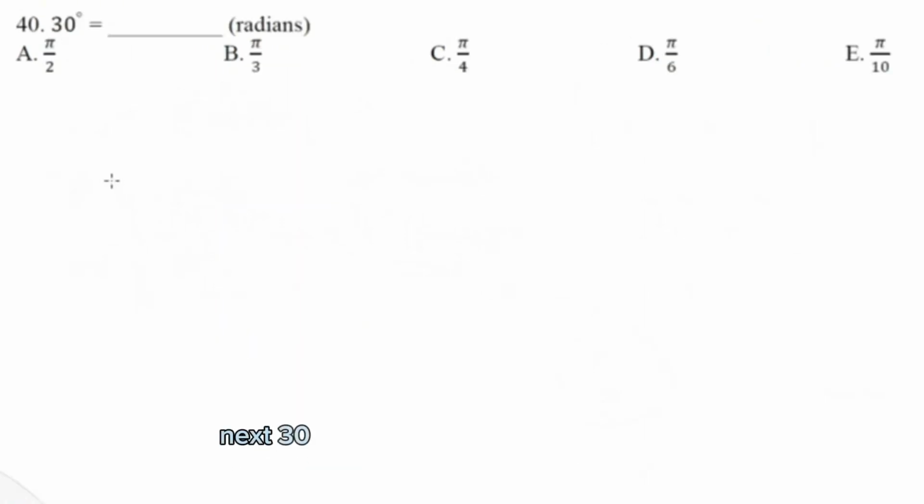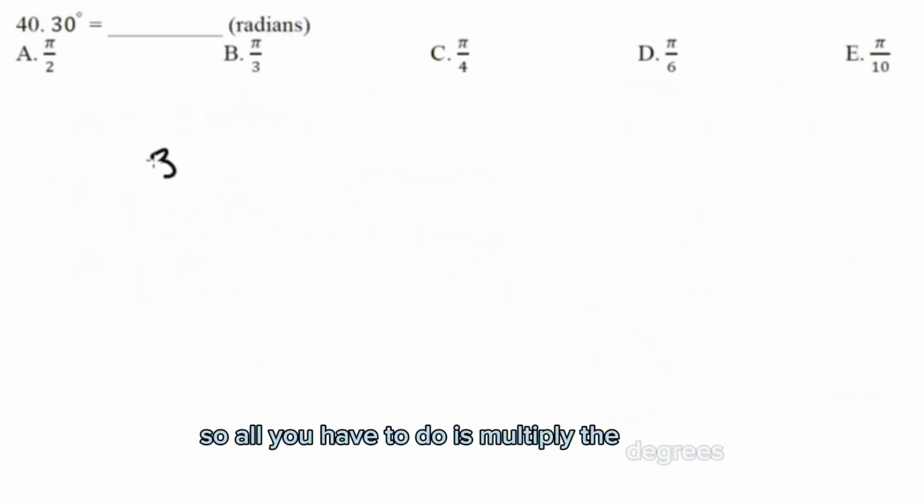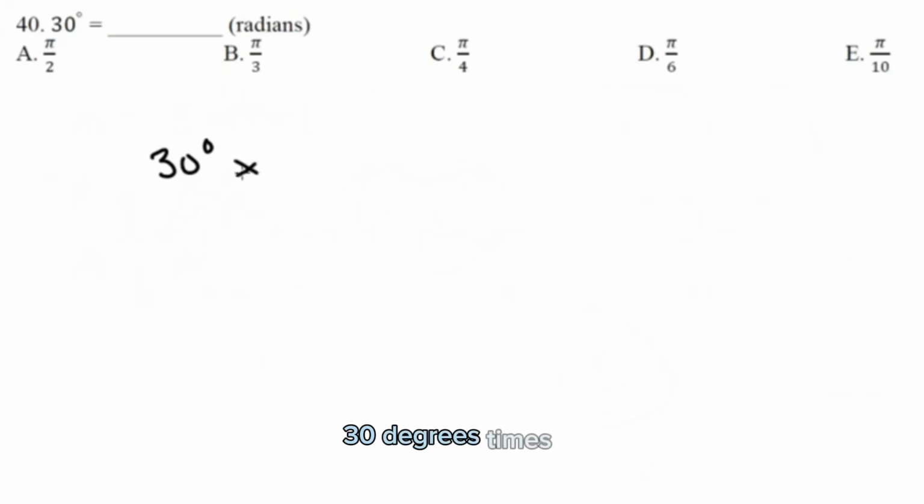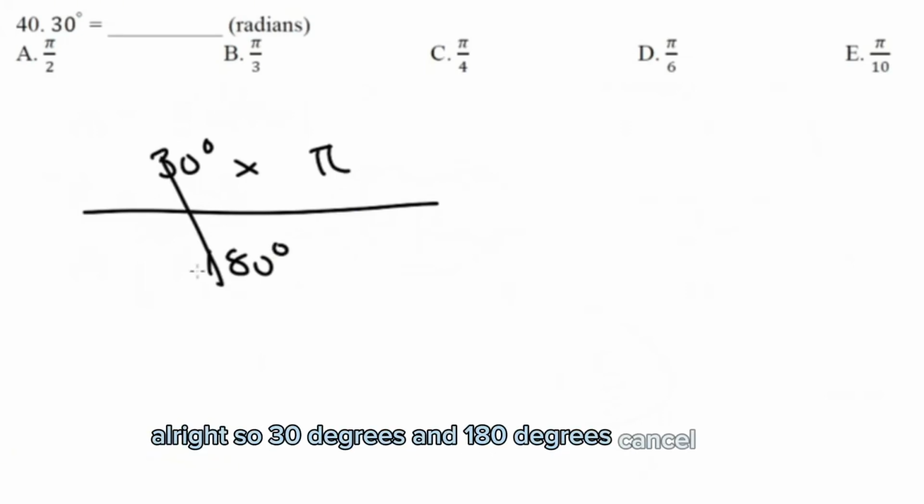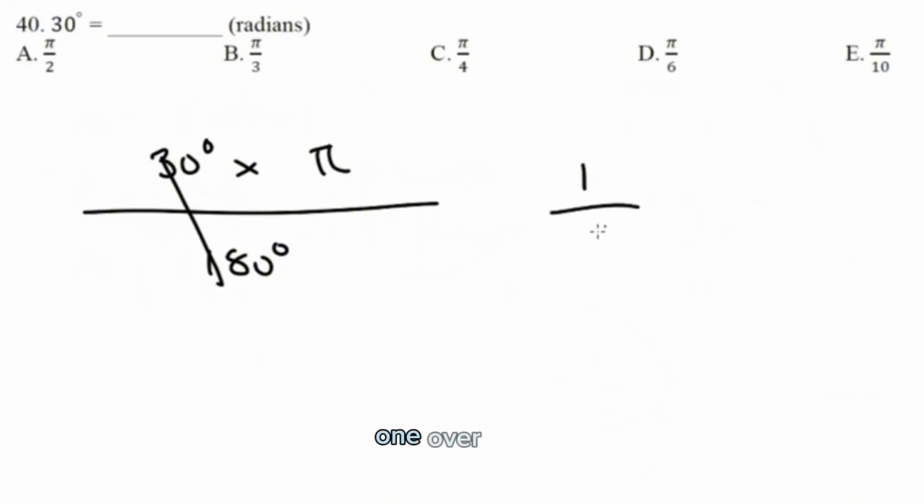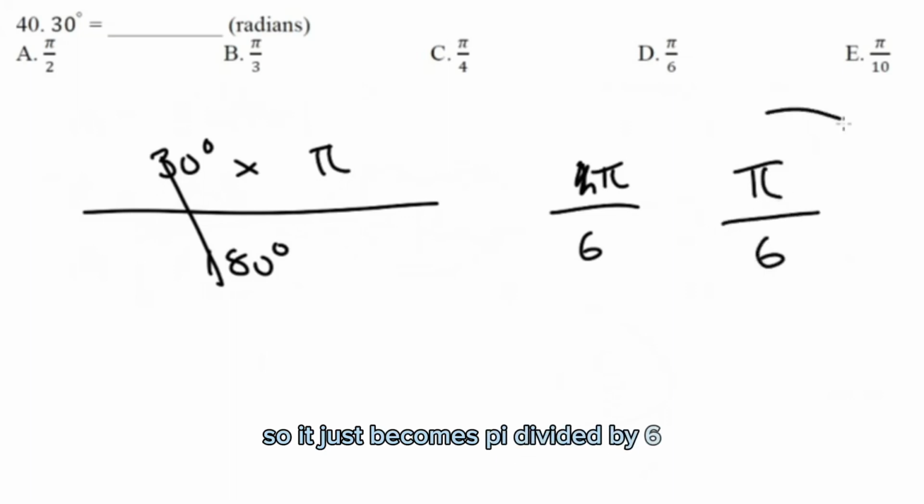Next, 30 degrees equals what in radians? Alright, this is a very simple problem. All you have to do is multiply 30 degrees times pi over 180 degrees. The 30 degrees and 180 degrees cancel out to 1 over 6 pi. You don't need the 1, so it just becomes pi divided by 6. And that's your answer.